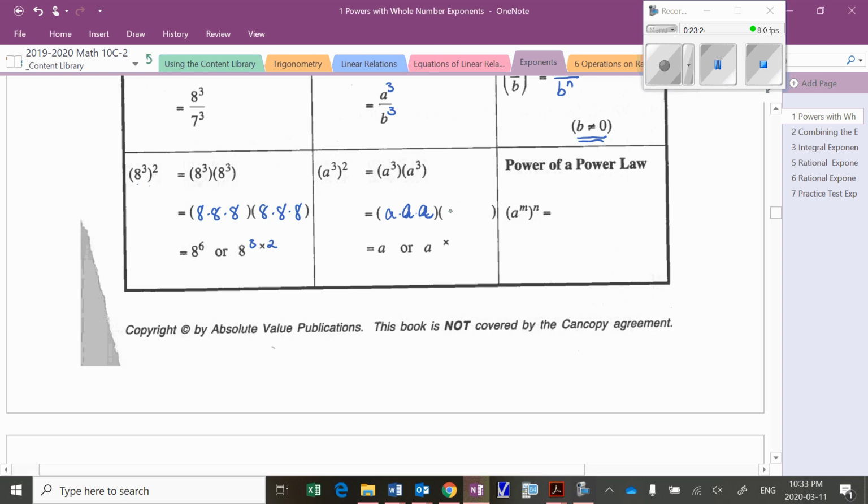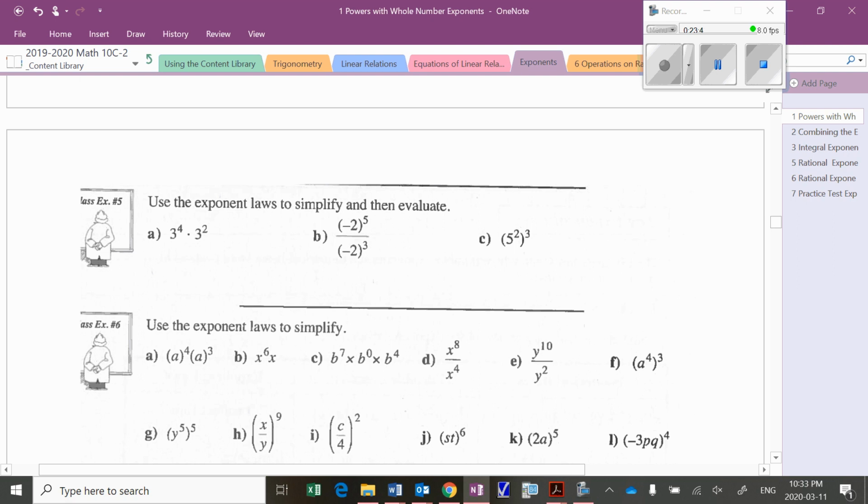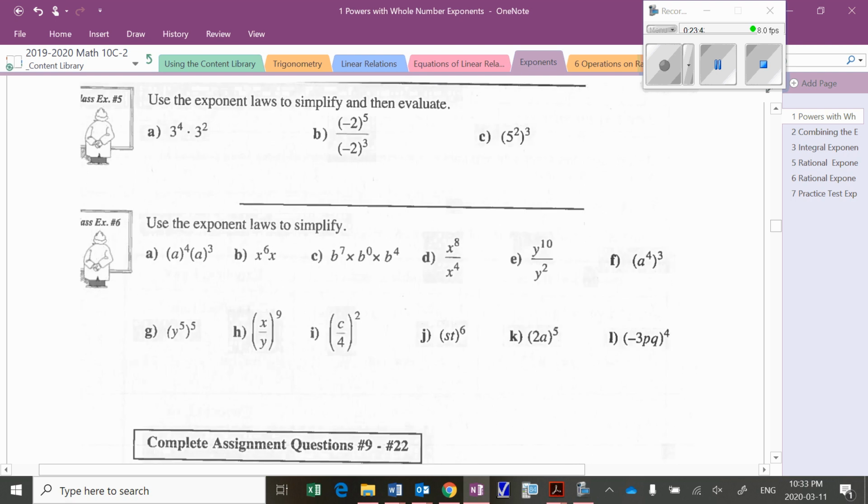And then times a times a times a, so we're talking about a to the 6 or a to the 3 times 2. So a to the m to all to the n is the same as a to the m times n. Okay, great. So let's take a look then.